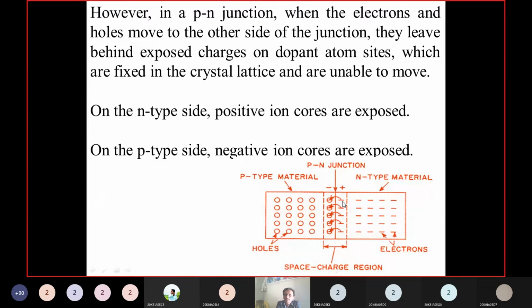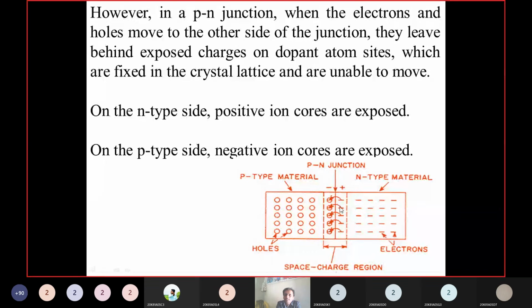Similarly, all the nearer electrons leave, leaving positive charge in this region. Similarly, in the opposite direction, if a hole recombines with an electron, negative charge is developed here. So due to this, positive charge is developed here, and negative charge is developed here.